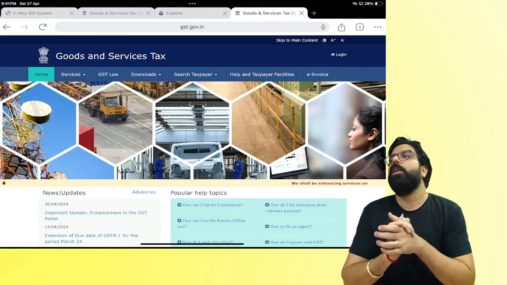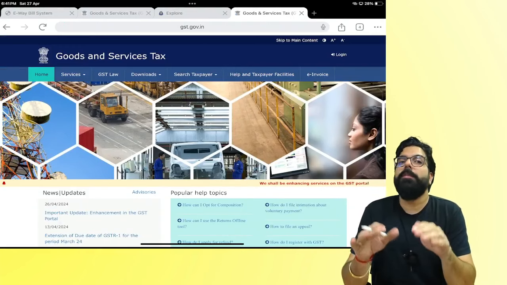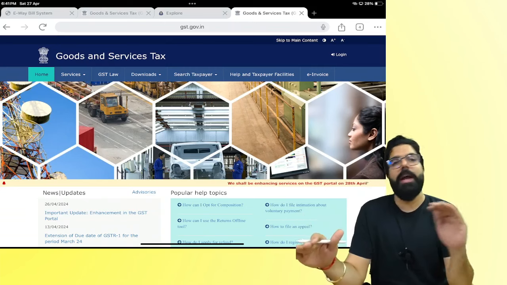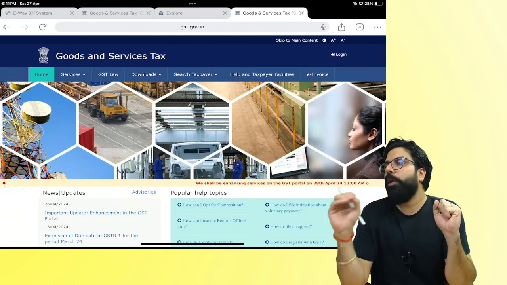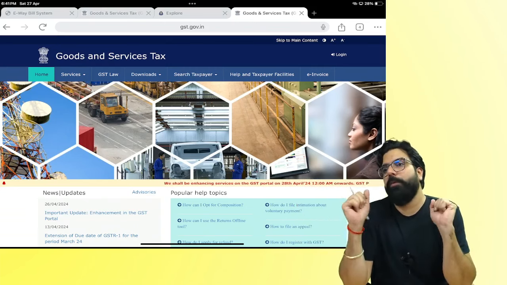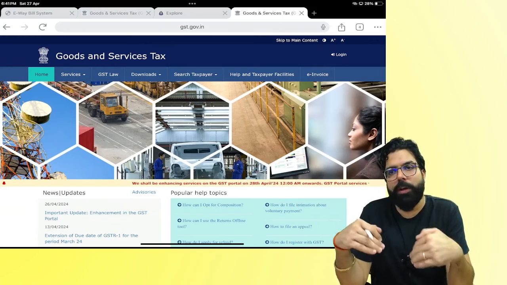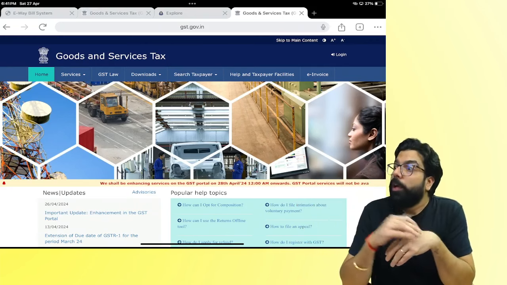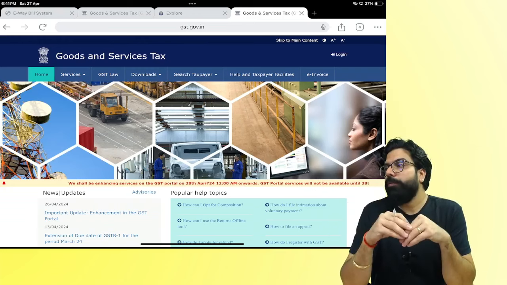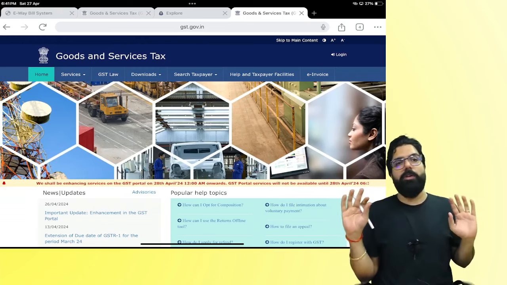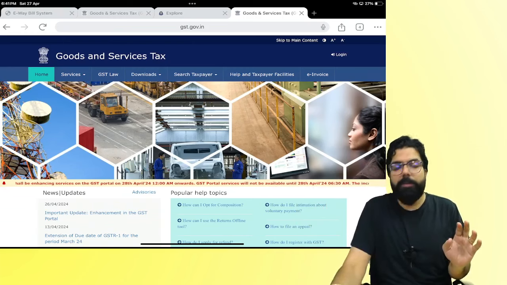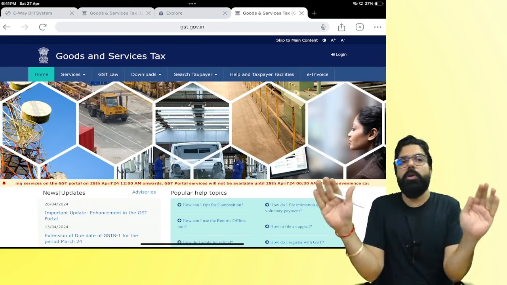Sir, why do we call it the common portal? Because this is being commonly used by the central government as well as the state government. Now, if you have to go online and make GST payment, where do you go? On gst.gov.in, which is the common portal. Here you make CGST payment also. Here you make SGST payment also. So, don't you think it is being used by the central government and state government both?